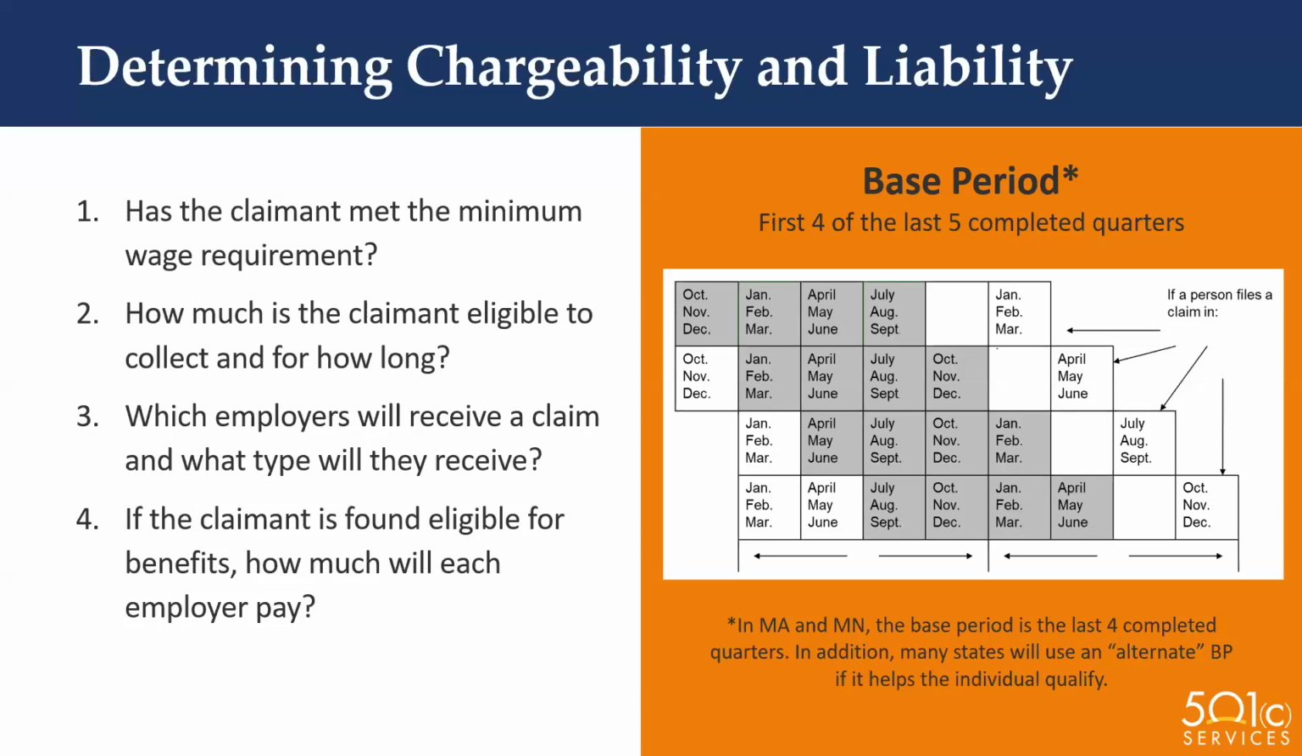And the base period is going to tell the states several things. It's going to tell them, has the claimant met the minimum wage requirements? So we talked about that monetary eligibility earlier. So they're going to look at all the wages that were reported by employers during that shaded period. It's going to tell the state how much the claimant is eligible to collect and for how long. It's going to tell them which employers will receive a claim and what types of claims they'll receive. And it will tell them, if the claimant is found eligible for benefits, how much each employer will pay. So base period is extremely important in the unemployment program.